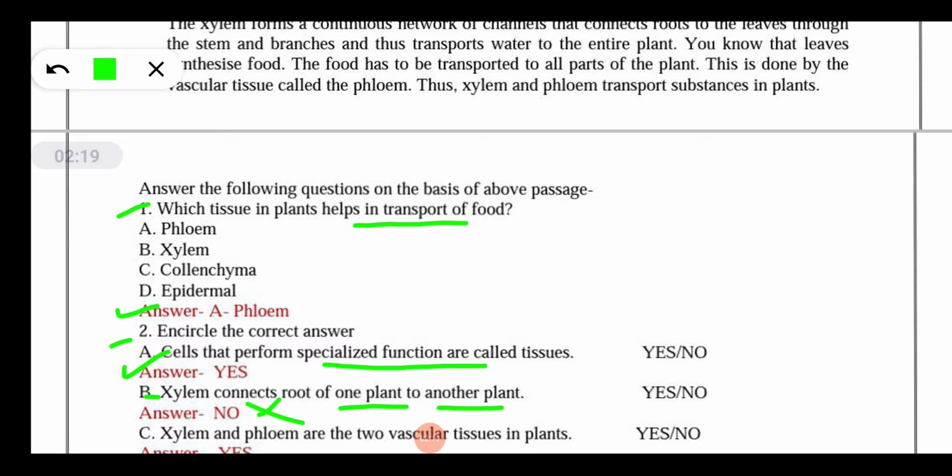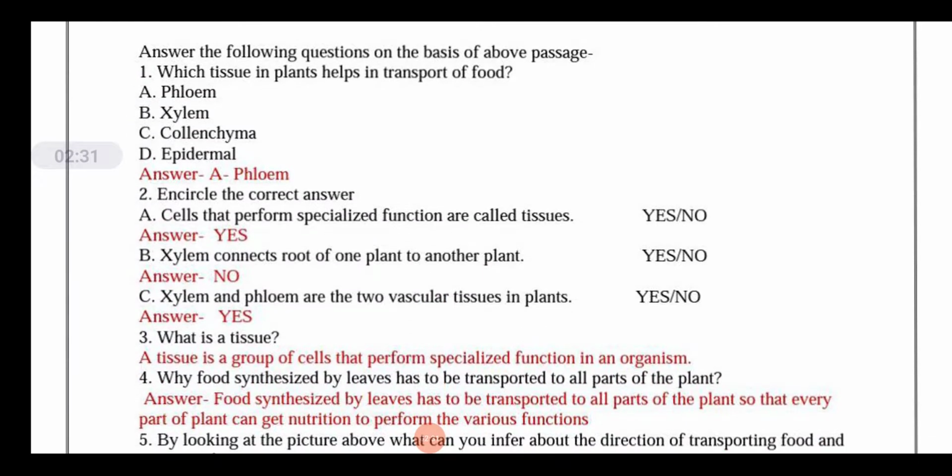No, xylem is connected from the root to the stem and leaves of the plant, and it is used to carry the water and minerals to different parts of the plant. Next is, xylem and phloem are two vascular tissues in plants. Yes, these are vascular tissues. What is tissue? Tissue is a group of cells that perform a specialized function of an organism.